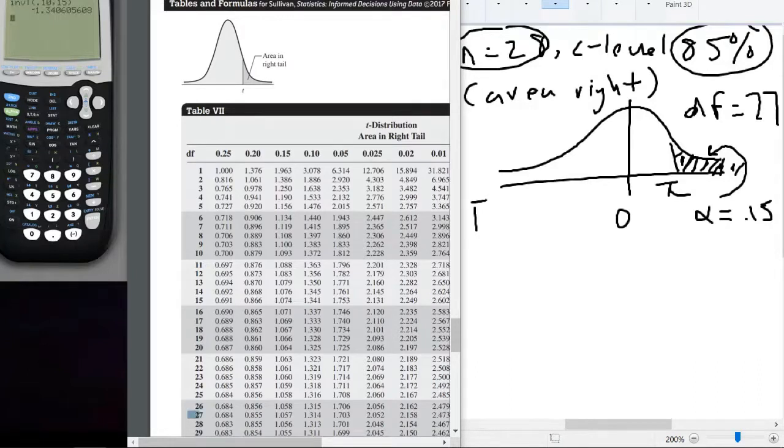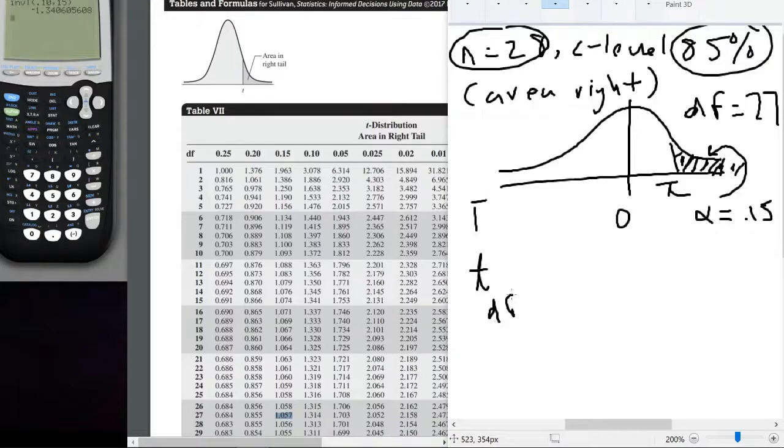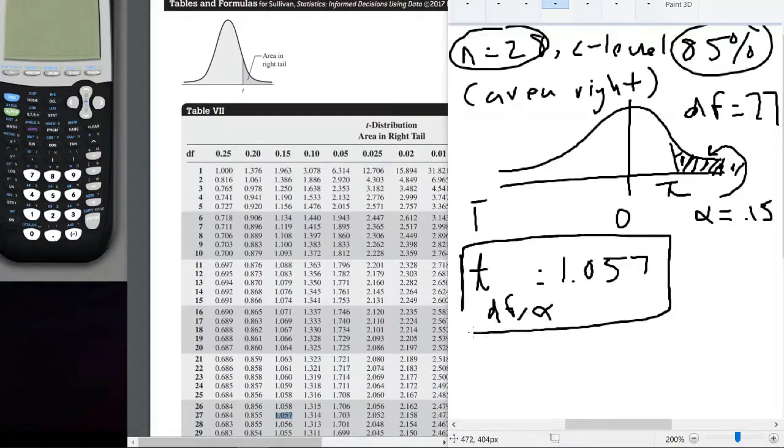Next, we're going to take the area of interest. Notice that we have an area of 0.15. So we look for the area on the top row. 0.15 is here. And we will go down and cross-check where the two meet. They meet at this value right here, 1.057. So by using the table approach, t with some degrees of freedom and area was equal to 1.057. Very nice, because the table approach also gets us that missing bound.